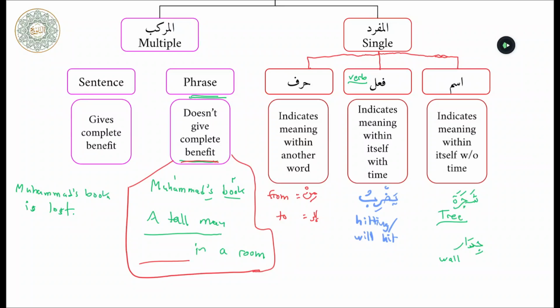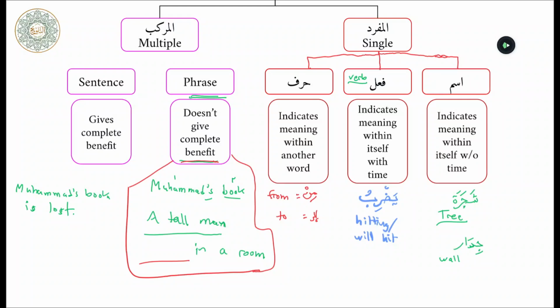Zaid is in a room. If you simply said in a room, or if you simply said Zaid, you have yet to give a complete benefit. But the moment you add the two together and you say Zaid is in a room, now you have a complete sentence. All right. Now let's go over a little exercise. So we said Zaid is in a room, and a tall man is running. Correct. So keep those in mind.